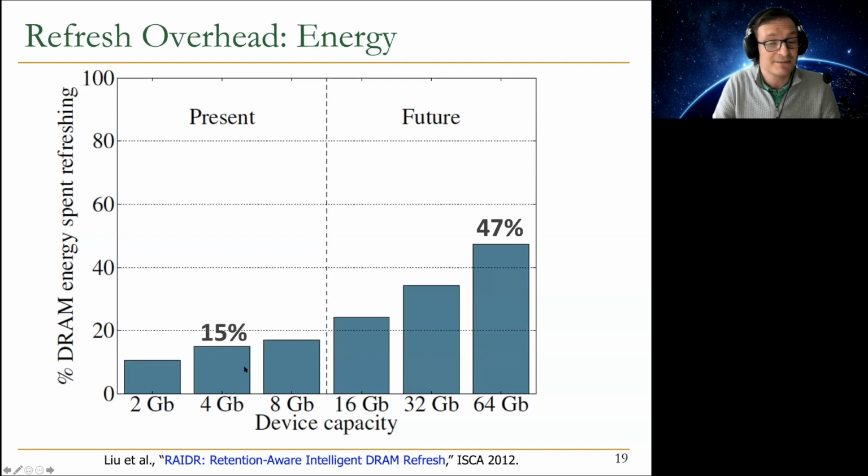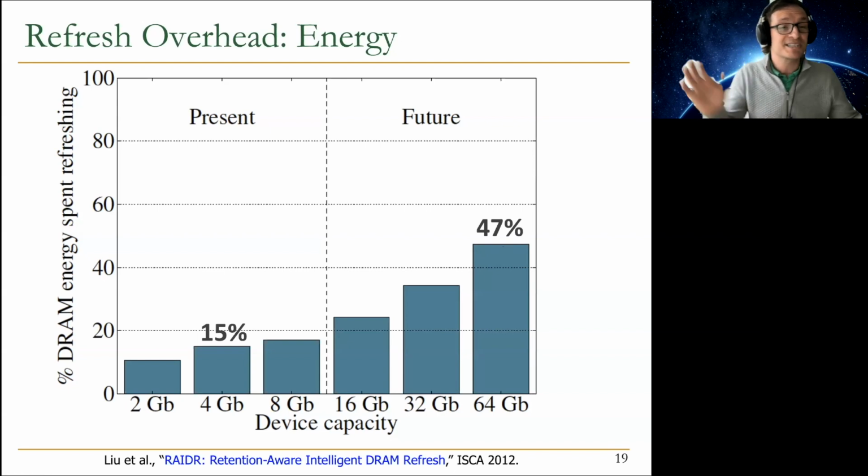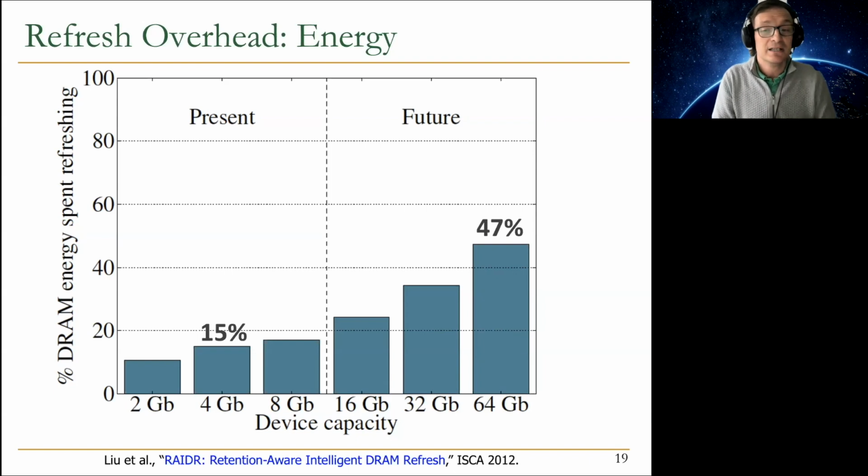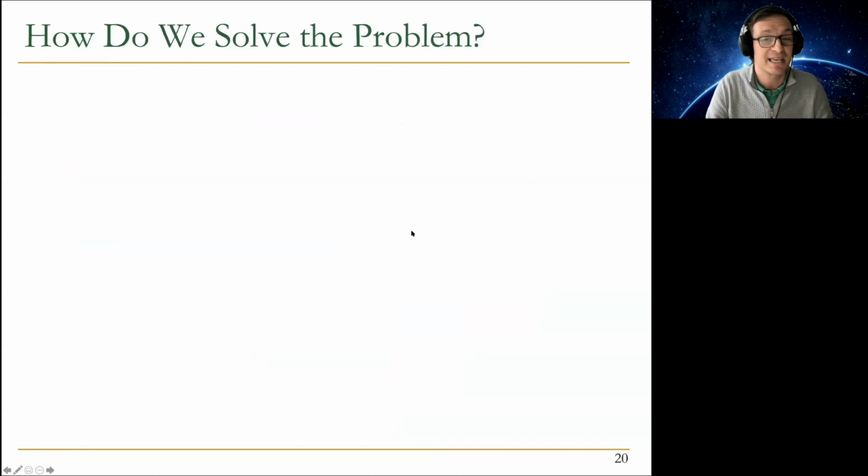for a 4 gigabit device, about 15% of the DRAM energy is spent on refreshing. But in the future, if you don't do anything about this problem, if you keep scaling the size of DRAM, then about 47% of the energy would be spent on refreshing. So essentially, this is a scalability problem, because if you keep adding cells to memory, rows to memory, so that you can increase the capacity, half of the performance will be lost and half of the energy will be lost just to maintain data with the refresh. That's why this is a big scaling problem.